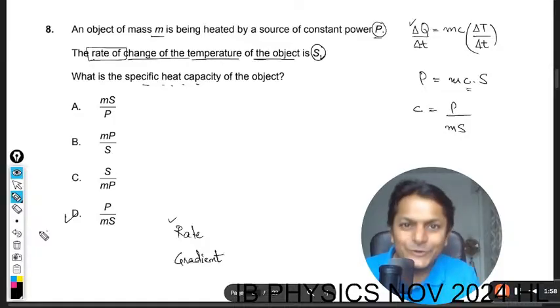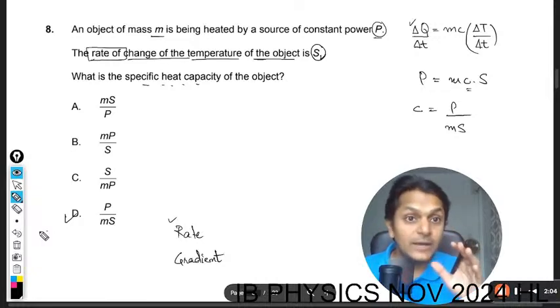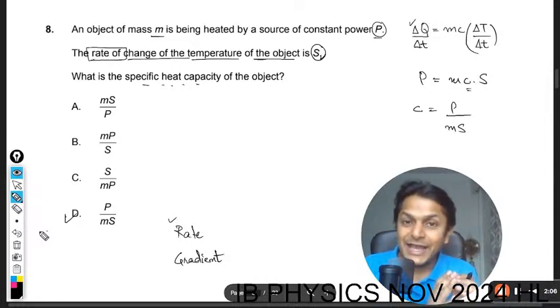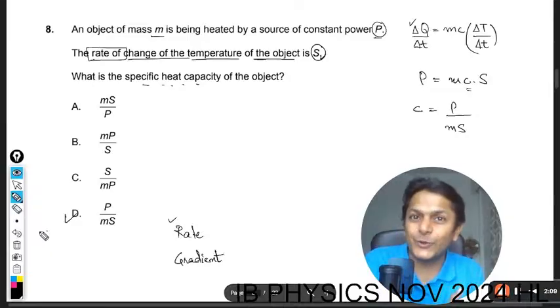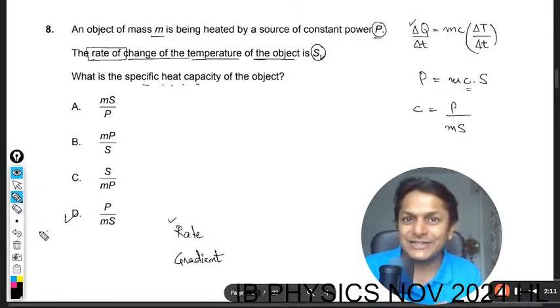This was a very good question, I would say. Kudos to IB, because I've never seen this kind of question earlier in IB. So you're dividing this by time, and at that time it becomes a heat transfer question rather than simple Q is equal to MC delta T.